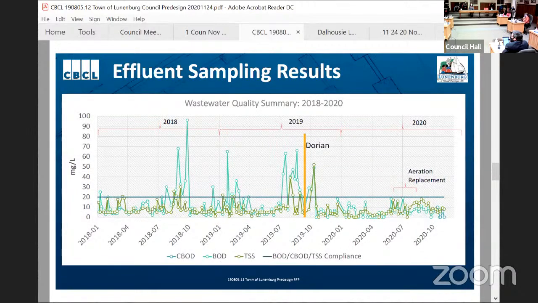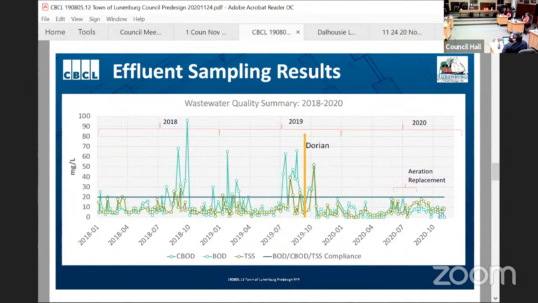So this is the sampling results from the plant for BOD, which is organic material, and TSS, which is solids. It goes from 2018 through to 2020. You can see that in certain periods of 2018 and 19, the effluent results were considerably higher than the required regulatory levels that are in that horizontal line that crosses the graph. So anything above that has exceeded the requirements and has not met them.